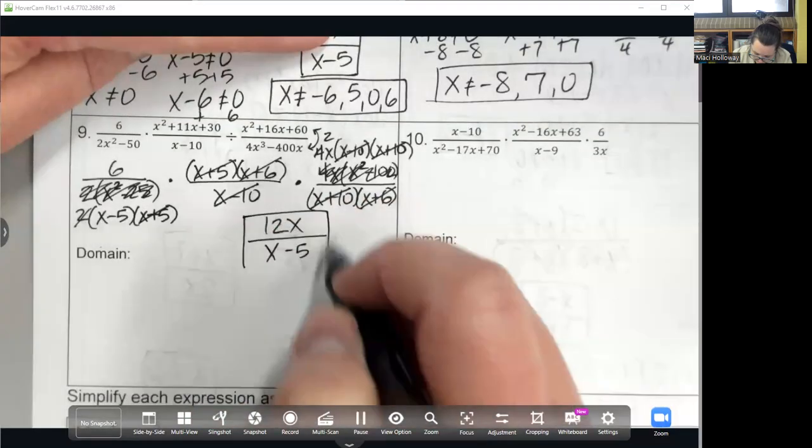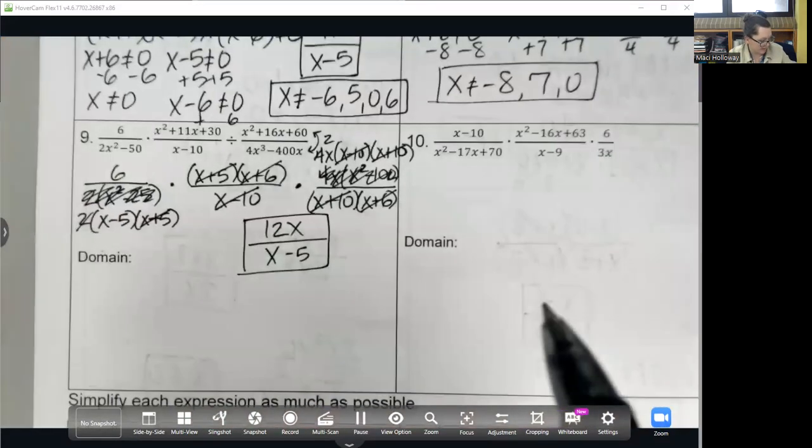That looks pretty good. Let me check my little answer key here. Make sure I'm looking good.